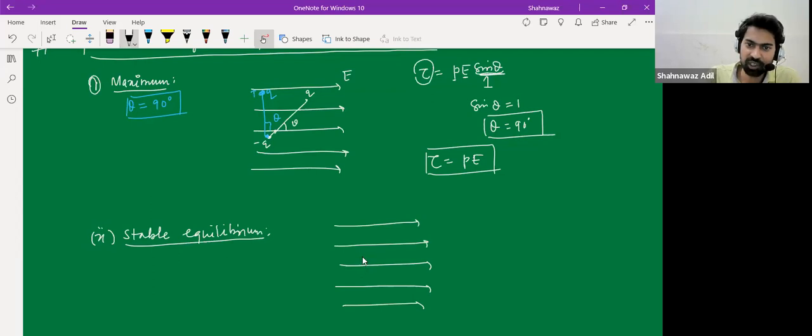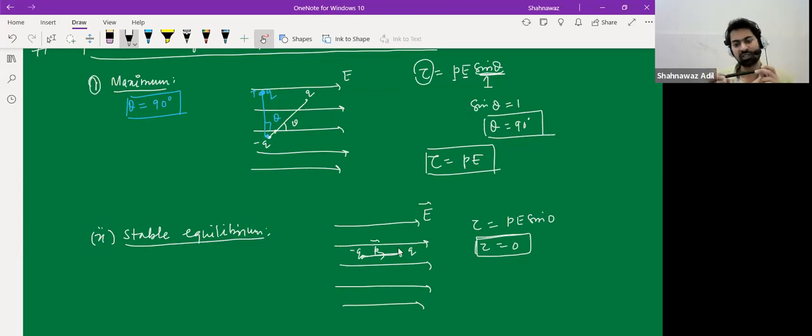And this dipole is making an angle. This is minus Q, this is Q, and this is the dipole moment. So what is the angle between the electric field and the dipole moment? Yes. What is the angle between the electric field and the dipole moment? 0. Yeah. So the angle is 0. So PE sine 0 is 0, which means that it will not rotate, right? So this is called the stable equilibrium.